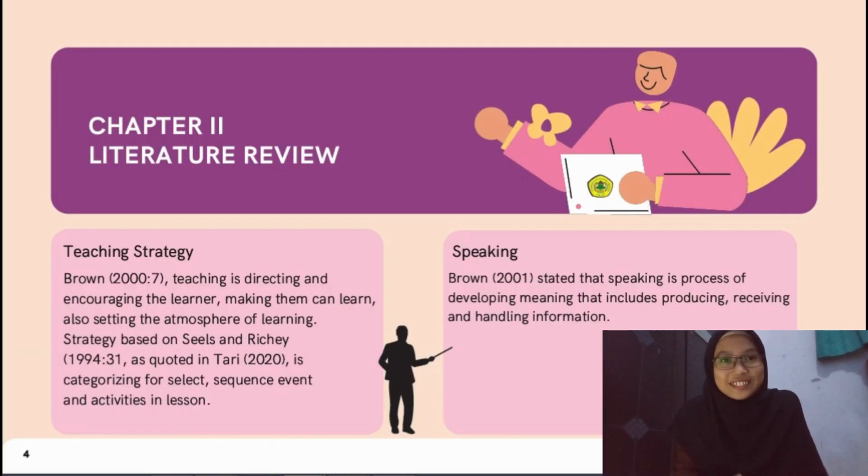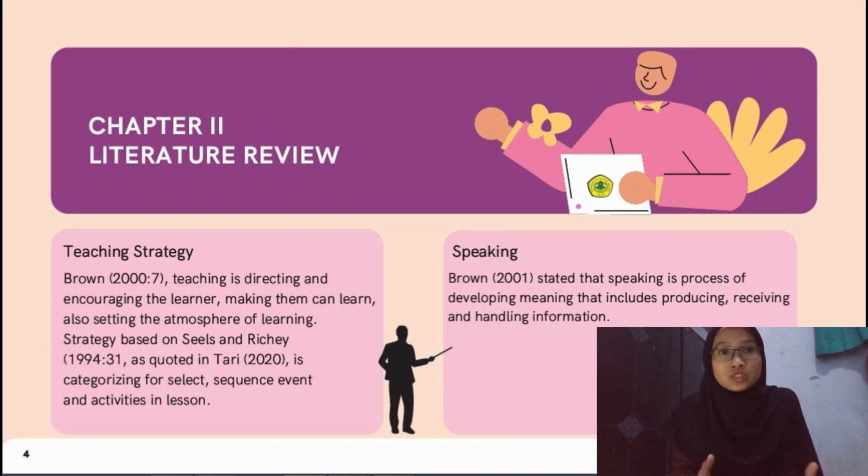The next explanation is Chapter 2, Literature Review. In this chapter, related to the theoretical framework of this study. For teaching strategies, based on Brown 2000, page 7, teaching is directing and encouraging the learner, making them can learn, also setting the atmosphere of learning. Strategy based on Shields and Ritchie 1994, page 31. Strategy is categorizing for select, sequence, event, and activities in lesson.